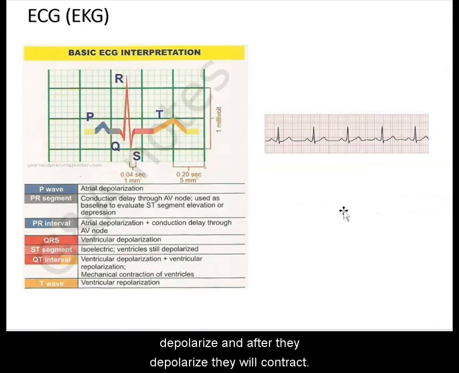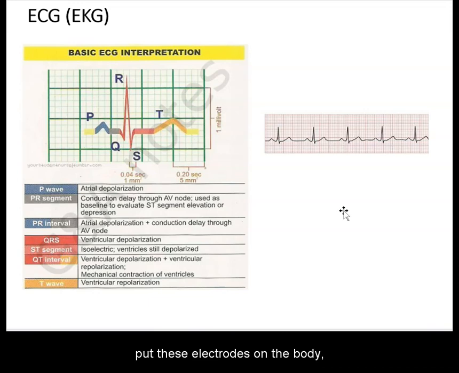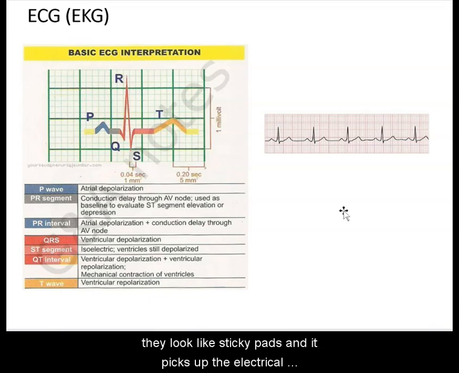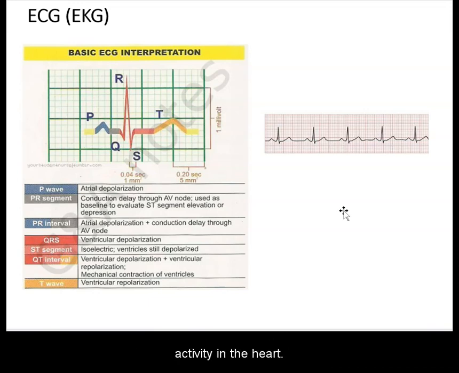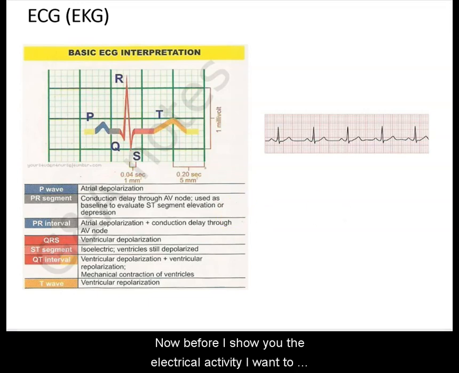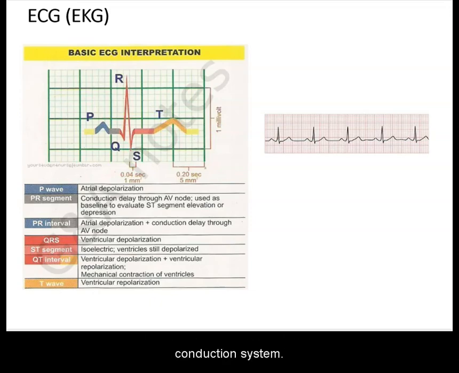So we can measure the activity of pacemaker cells on an ECG, an electrocardiogram. Sometimes it's called an EKG, the K for the German K, but it's the same thing. And what an ECG is, you put these electrodes on the body. They look like sticky pads, and it picks up the electrical activity in the heart. Now, before I show you the electrical activity, I want to show you this real short animation showing you the movement of that action potential through the conduction system.